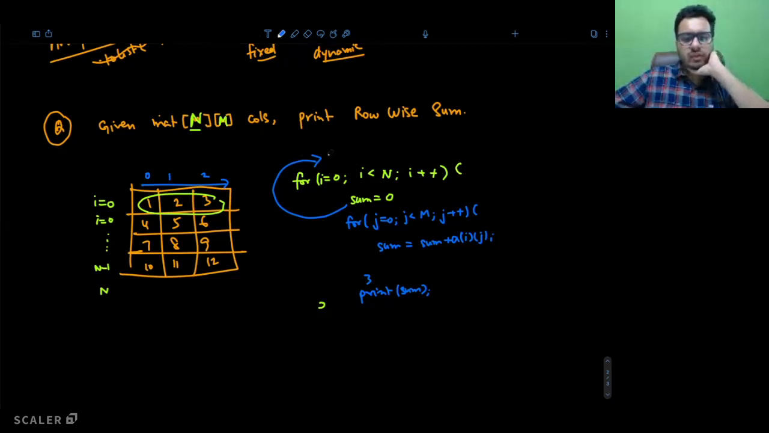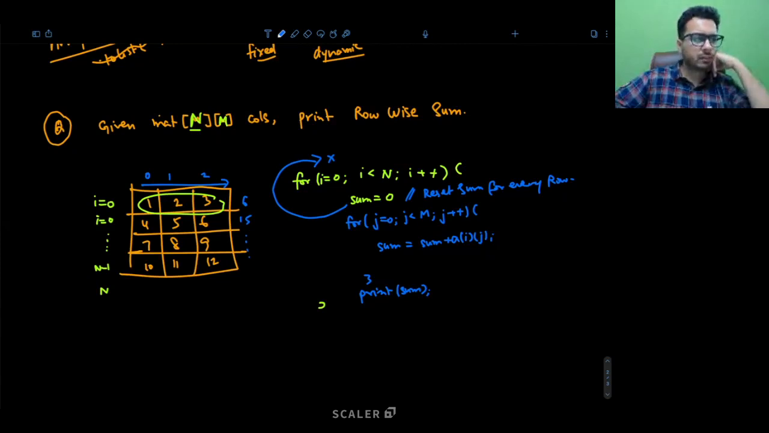The answer is no. We need to reset the sum for every row. That's correct. So this will give me 1, 2, 3 plus 2, 5, 6. This will give me 11 and 4, 15, and so on. So this was actually a pretty easy one.